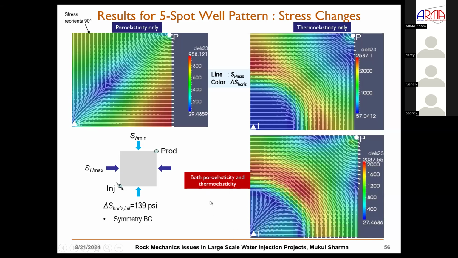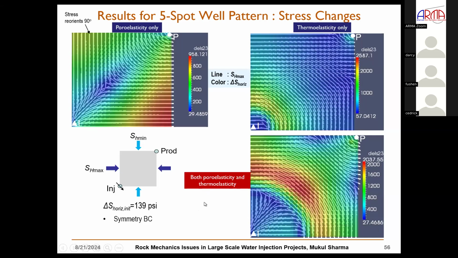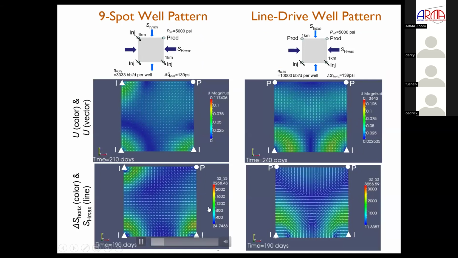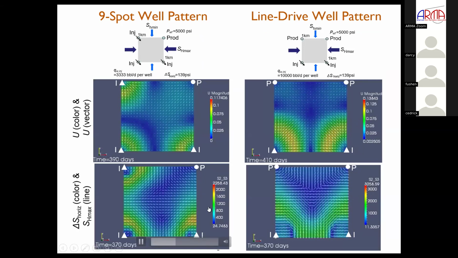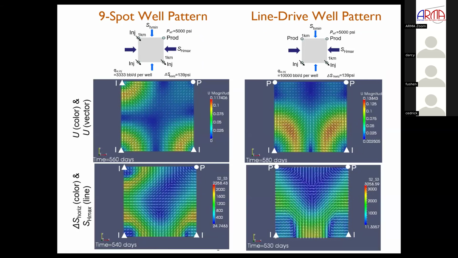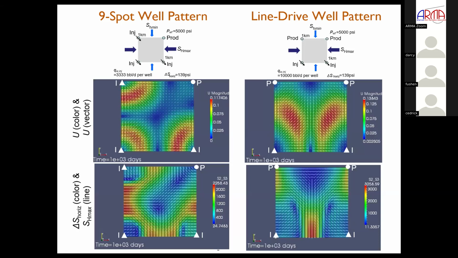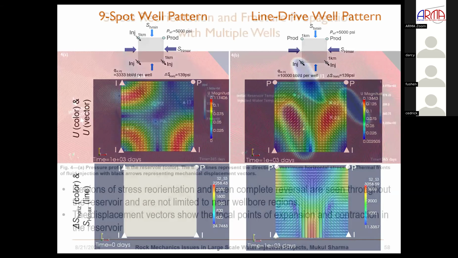You can get much more complicated cases of this as you go forward with multiple injectors, multiple producers, and you can see line spot patterns, line drive patterns, and how the stresses are changing. So geomechanics and fluid flow are very closely coupled. In these particular examples, there's no growth of fractures in the injectors. If you start growing fractures in these injectors, I can show you more examples where the stresses are changing as a result of injection and production from these things.